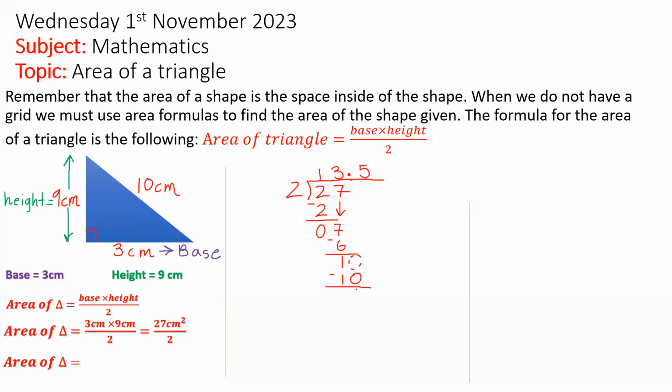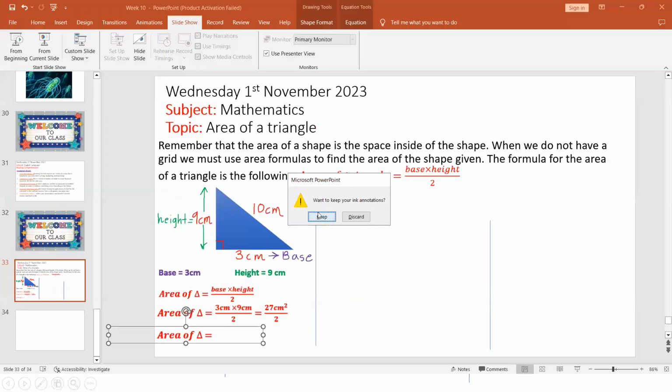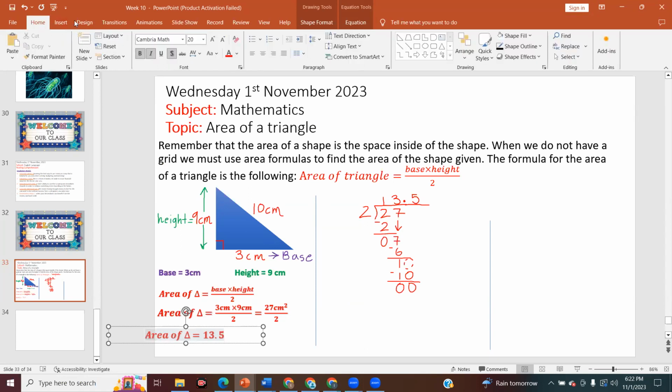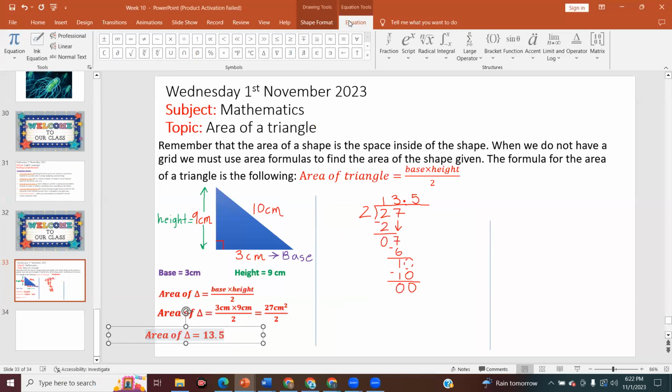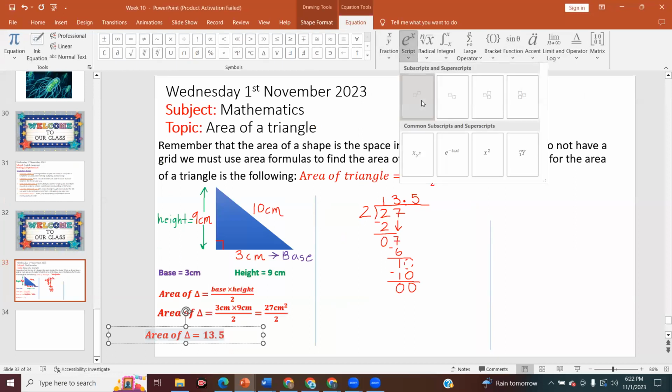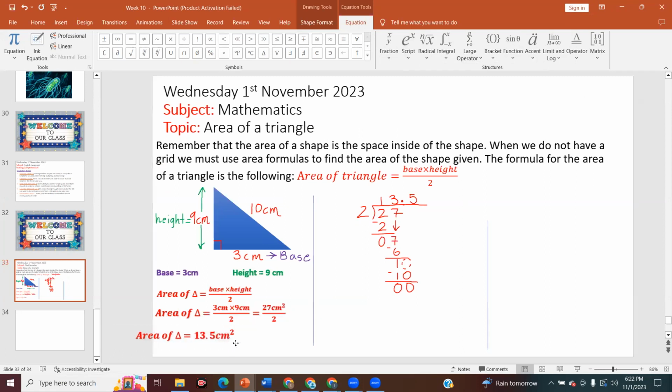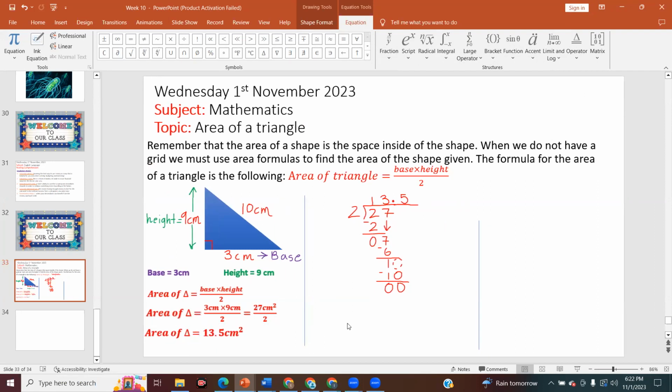0 minus 0 is 0. And 1 minus 1 is 0. So the answer is 13.5 centimeters squared. So how do we get that? Because we divide. All right, very simple stuff. So what you have to do is multiply first the base and the height, and then you divide by 2. Math is easy, don't make it hard.